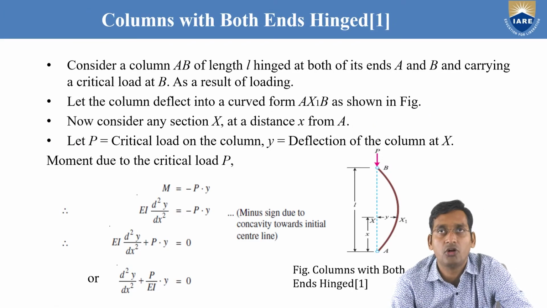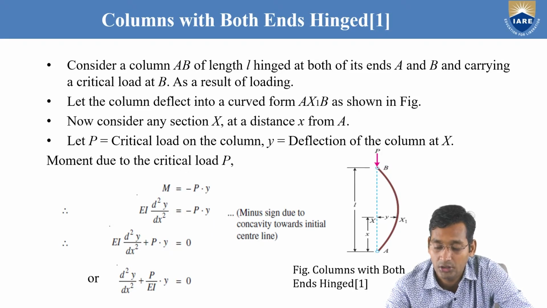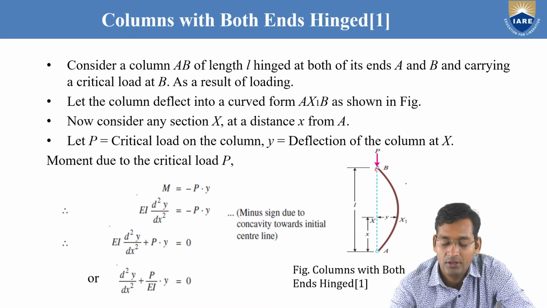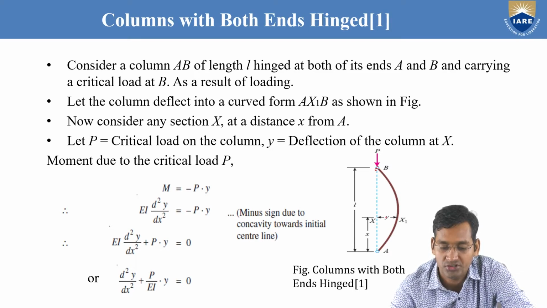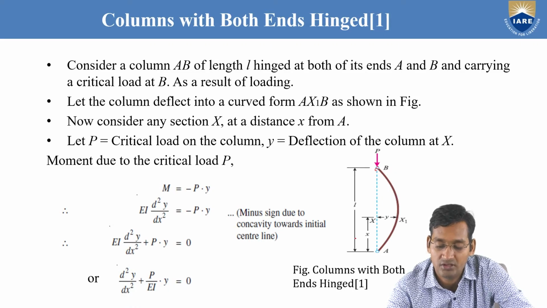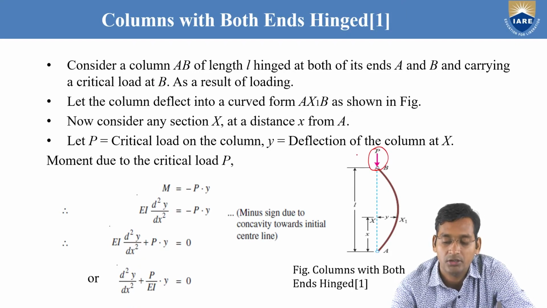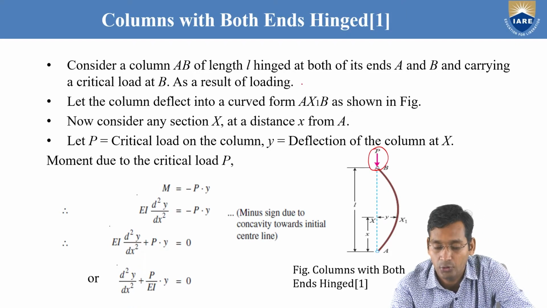So first, column with both ends hinged. Just here I showed you the figure. So this is the hinge. After applying the load P at B, this got buckled. Let's assume, just see first. Consider a column AB of length L. So this length is L, hinged at both the ends A and B, and carrying a critical load at B. So at B, critical load is there as a result of loading.